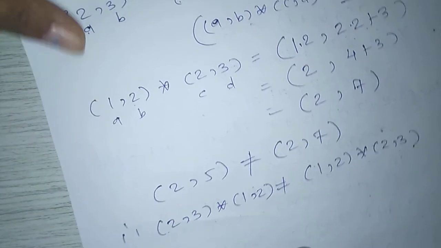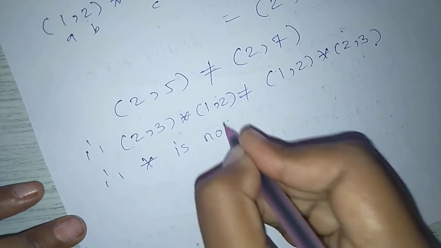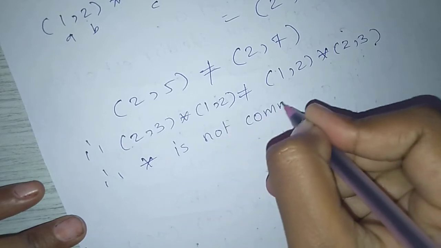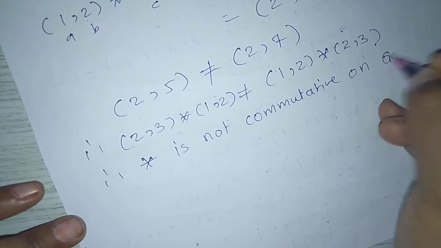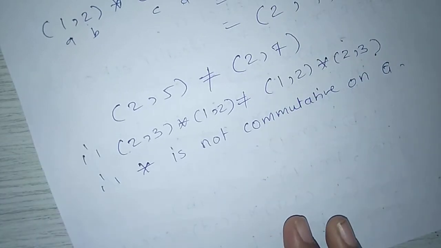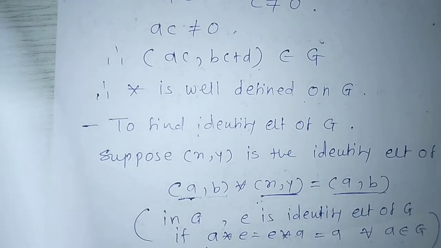Therefore, star is not commutative on G. Here we see the composition table.